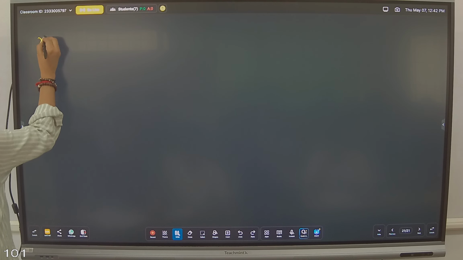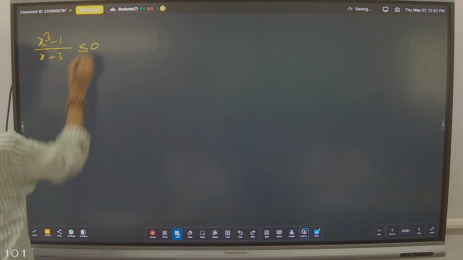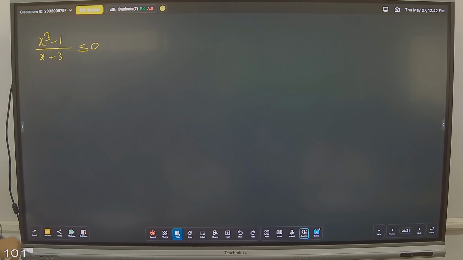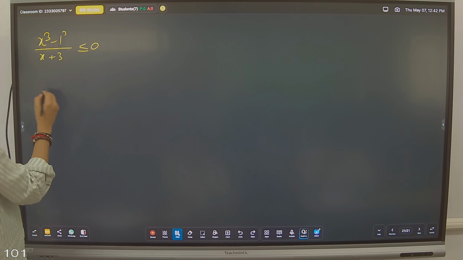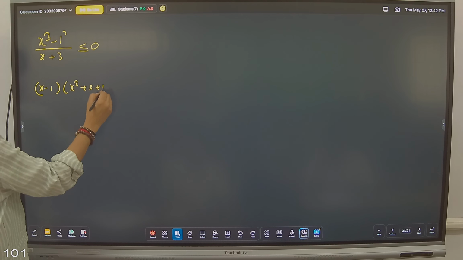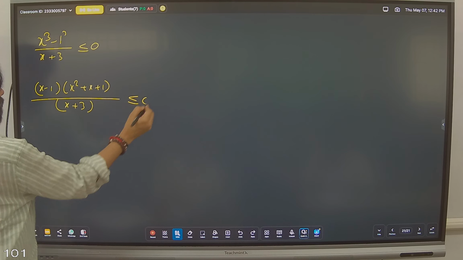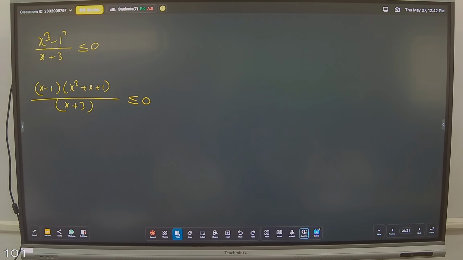Let us come back to that question. x cube minus 1 by x plus 3 is less than or equal to 0. Watch, I will solve. First thing, this is 1 cube. So we'll say x minus 1, x square plus x plus 1 divided by x plus 3 is less than or equal to 0. Am I right?